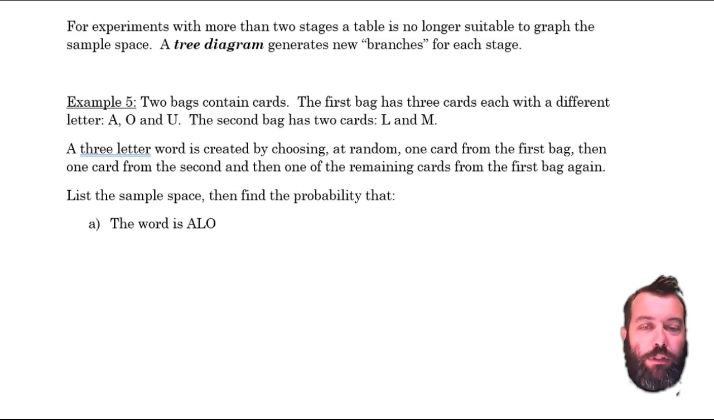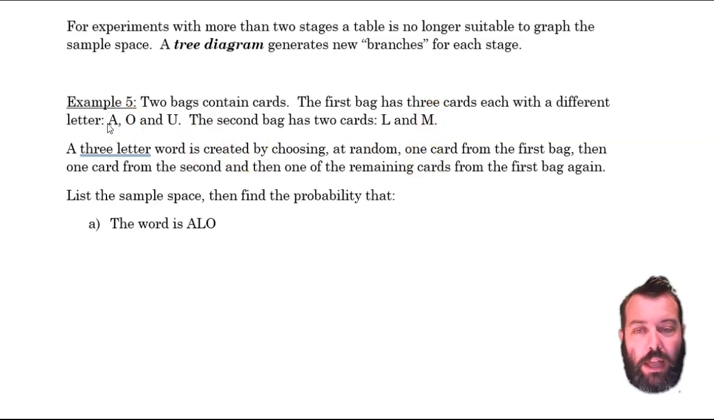Now I'm going to create a 3-letter word by choosing at random one card from the first bag. So that's going to be an A, an O, or a U. Then one card from the second bag, so it'll be an L or an M. And then I'm going to choose one of the remaining cards from the first bag.